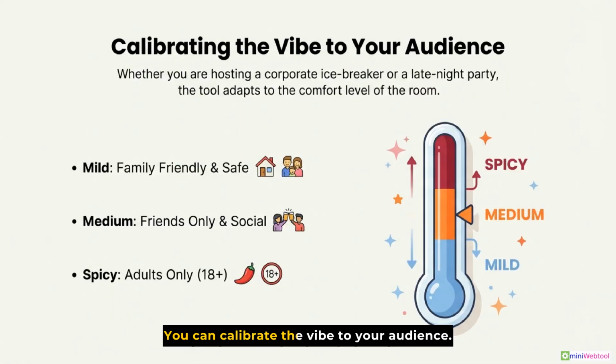You can calibrate the vibe to your audience. The tool adapts to the comfort level of the room with 3 intensity settings: mild for family-friendly fun, medium for friends-only social gatherings, and spicy for adults only.